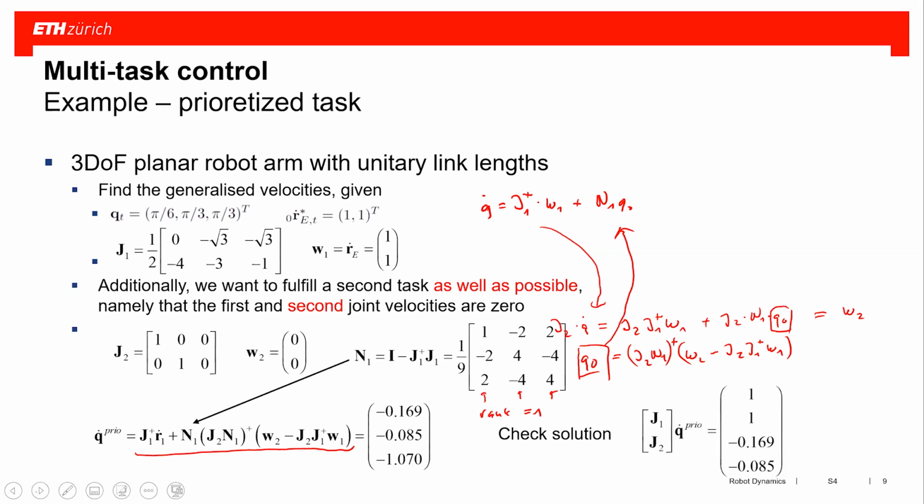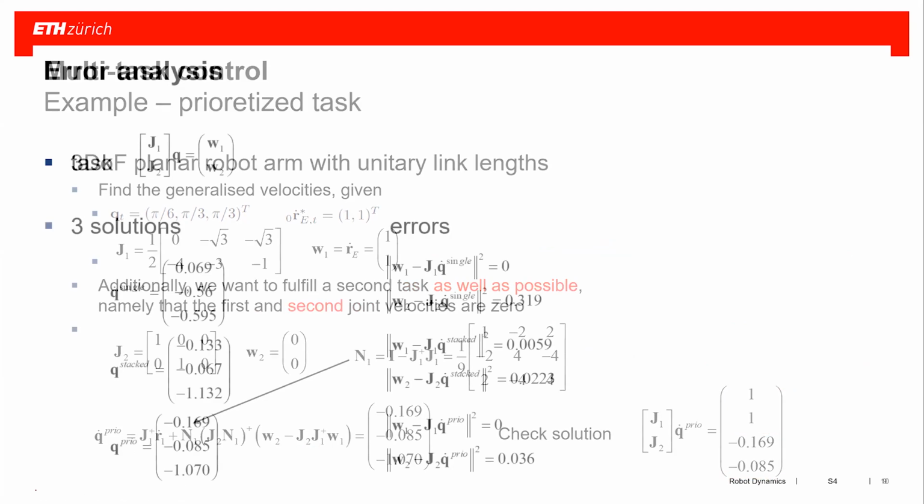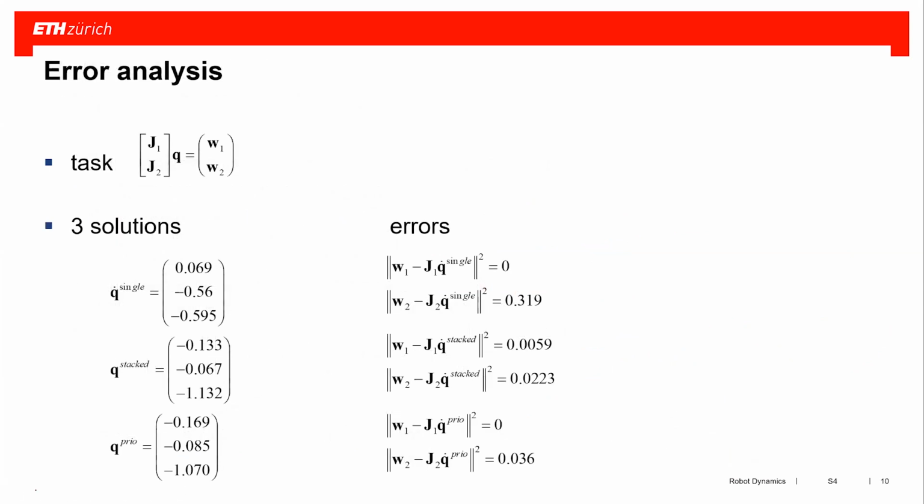So first of all, we check it here. If I now multiply my J1 and J2 with this Q dot prioritized, I can see the first task is completely fulfilled. So I make sure that my first task will stay there. The second velocities are close to zero, but not quite exactly zero. If I compare these 3 different solutions, I think what is interesting is to look at the errors of these individual tasks.